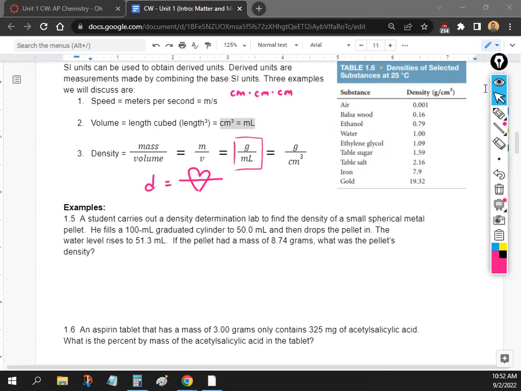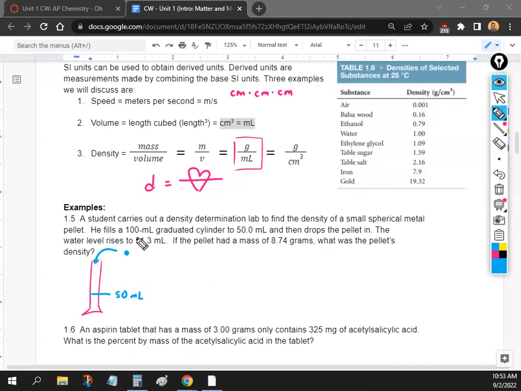It says a student carries out a density determination lab to find the density of a small spherical metal pellet. He fills a 100 milliliter graduated cylinder to 50 milliliters and drops the pellet in. So I'm a very bad artist, but I like to draw pictures because it's easier for me to visualize. So I'm going to draw a graduated cylinder. And it says that this student fills the graduated cylinder to 50 milliliters, okay? And then drops the pellet in. So the pellet is going to go in.